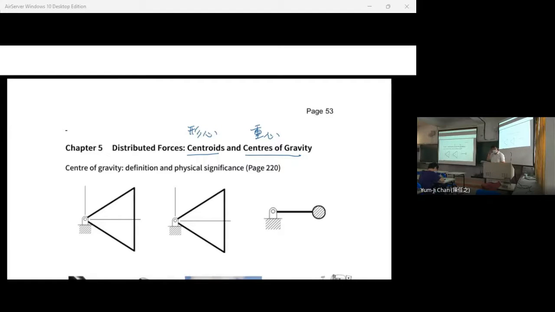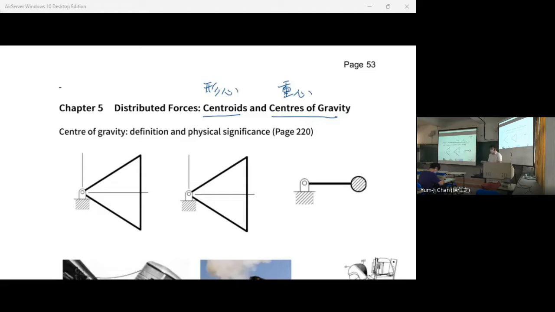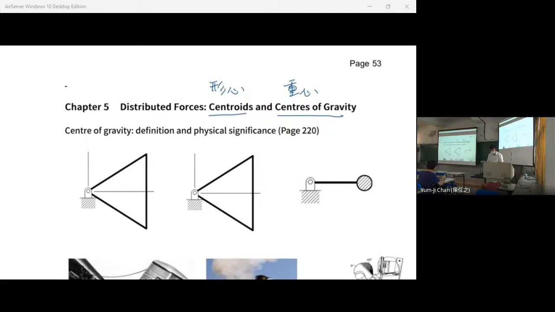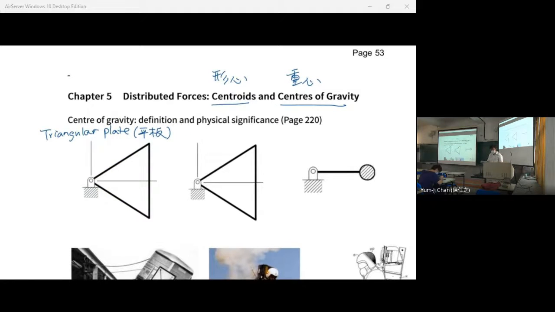Let's look at page 53. So assume we have a triangular plate. We have a plate here. We have a plate with a triangle shape, and then we have a pin support here.